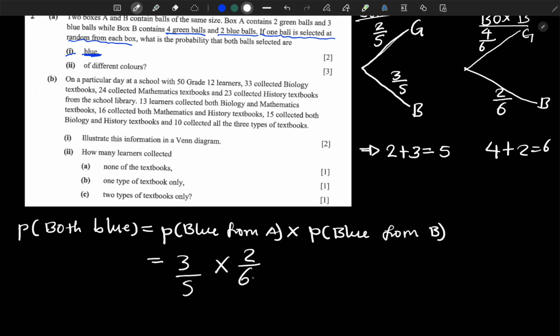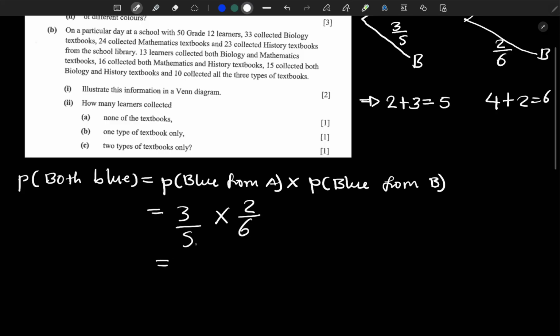So we can now do some simple mathematics. Then we can have our first answer. 3 times 2 will give us a 6 over 5 times 6 will give us a 30. If you were to reduce, 6 into 6 is 1, 6 into 30 is 5, so the final answer is 1 over 5.